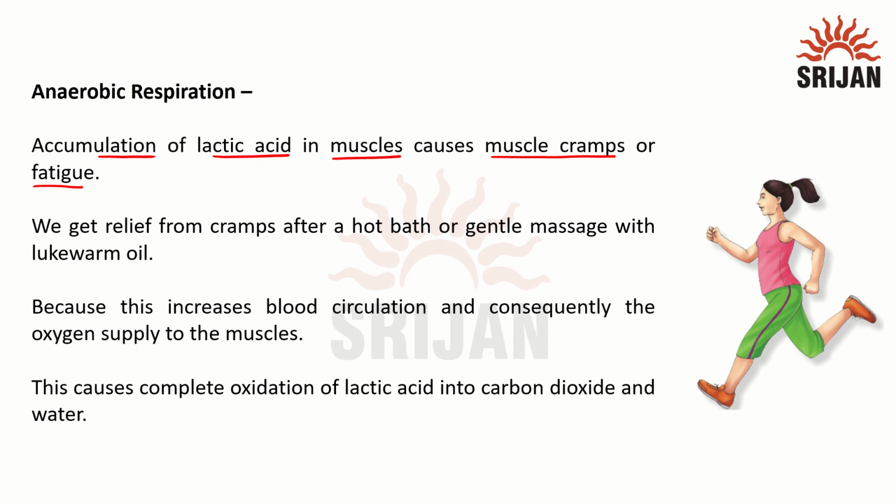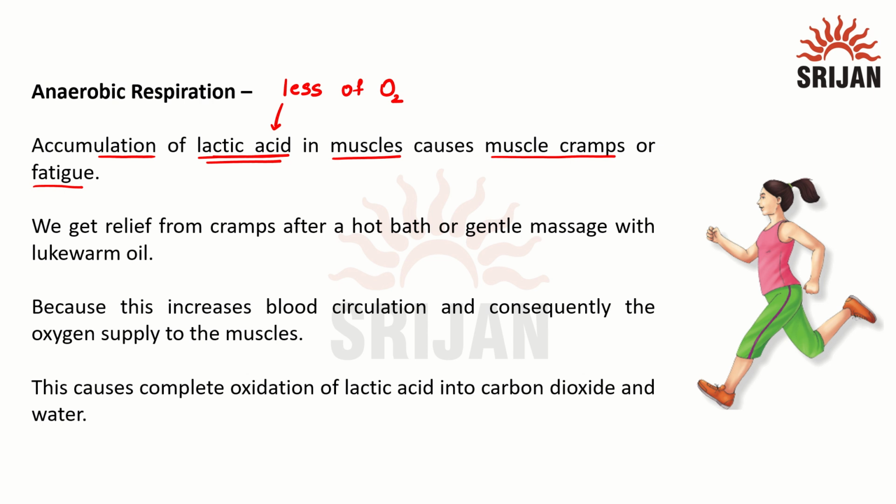Now how do we get relief from these muscle cramps? Simple. What is the primary problem? Accumulation of lactic acid. And how does this happen? This is due to limited supply or less supply of oxygen. Now, simple solution is give enough oxygen to these muscles. Now, lactic acid will get converted or broken down into CO2 and energy.